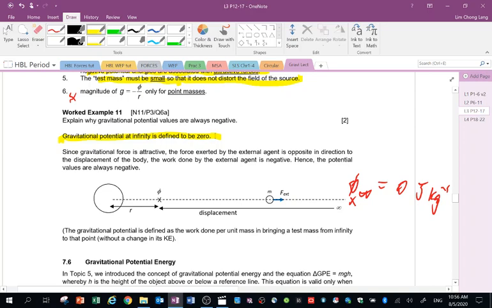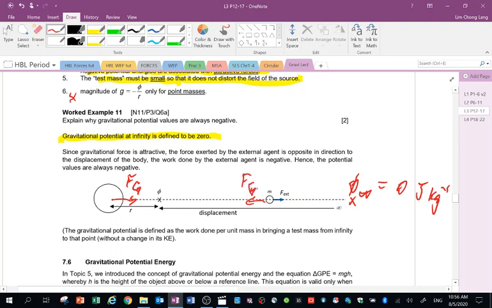So between the mass and the planet, there's an attractive force, right? I've explained this to you just now, but I don't mind explaining it again. So this is the force of gravity, right? Force of gravity.